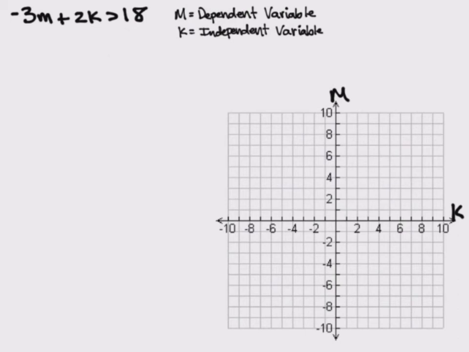Of course, the first thing we want to do is graph the boundary line. But before we graph that boundary line, you kind of have to choose which strategy you're going to take first. I'm going to take the first strategy. I'm going to solve this inequality for m and then replace the inequality with an equal sign. So once I get the boundary line, I'll know exactly whether to shade above or below.